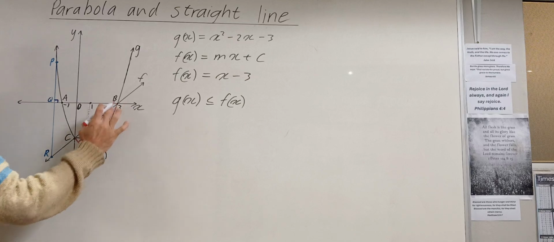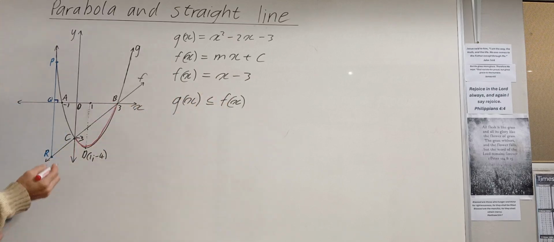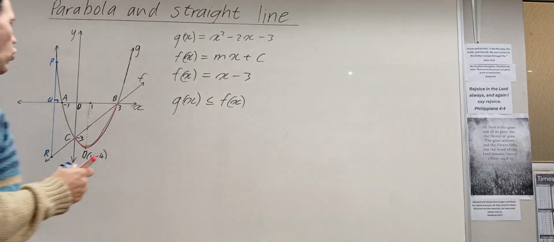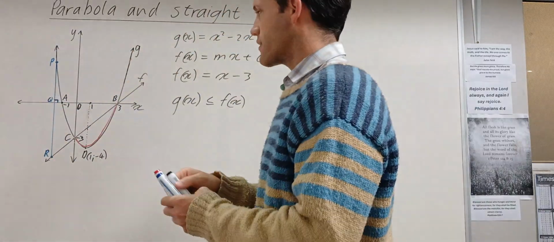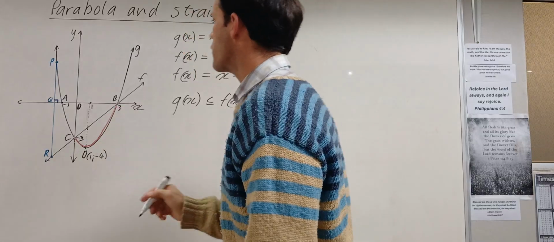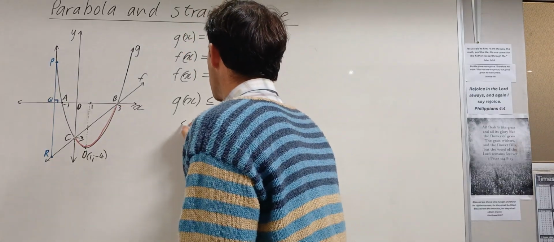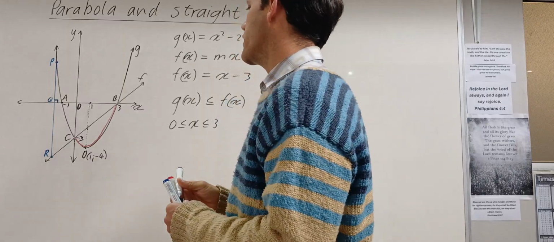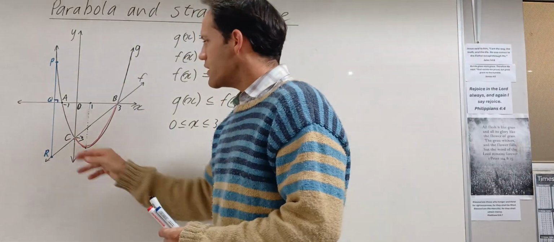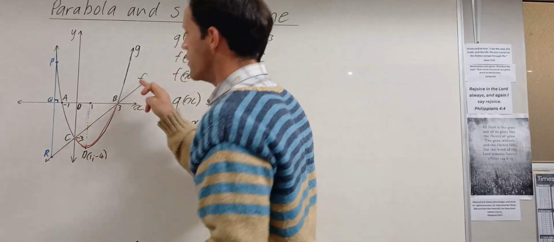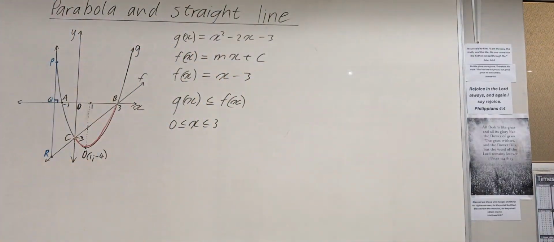The parabola, below the straight line. So it's from there up to there. And they always want you to write it in terms of x. So you're going to say from 0 up to 3. So x must be bigger or equal to 0, smaller or equal to 3. It helps to sketch it, sometimes you can clearly see where it's below the other one.